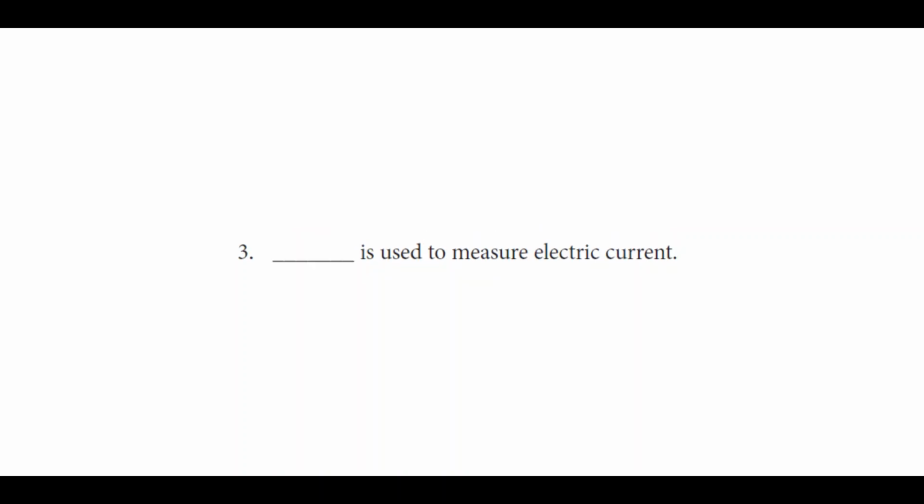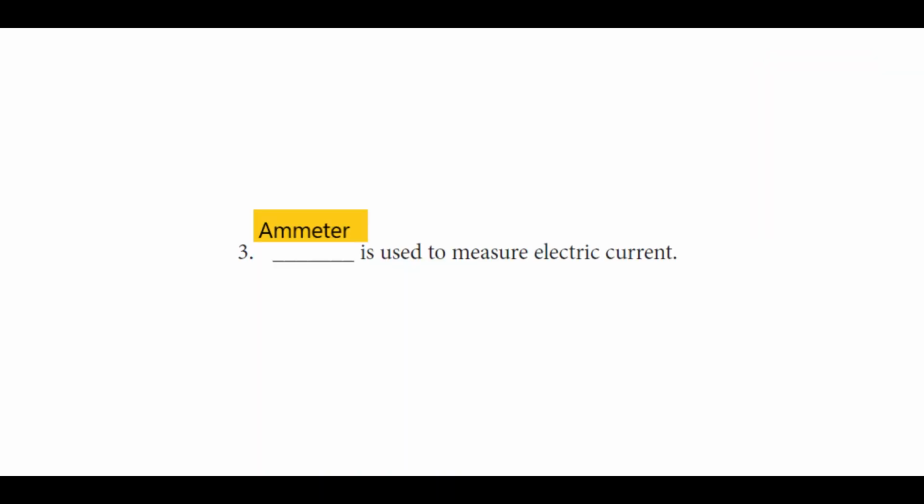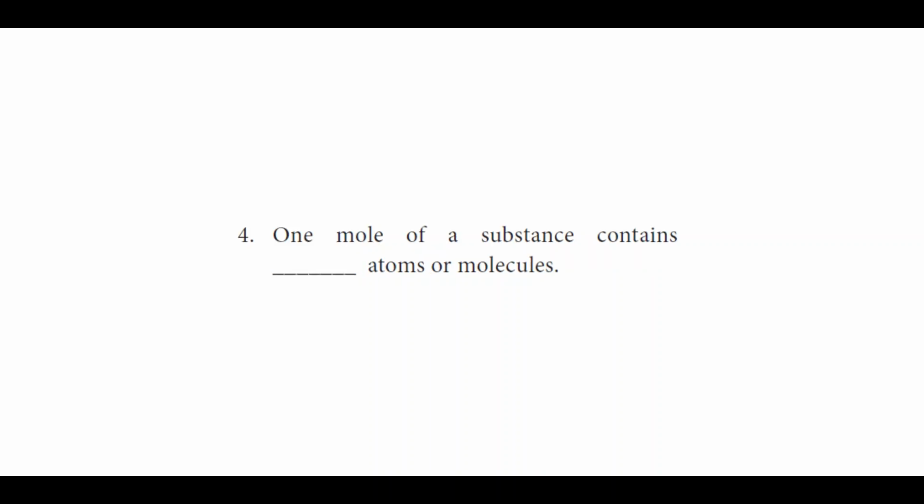Then, next question, third. Dash is used to measure electric current. So, what will that be? We will go to this book view. The box shown here was ammeter. So we can fill the blank with ammeter. If you read that with the blank, it means ammeter is used to measure electric current.